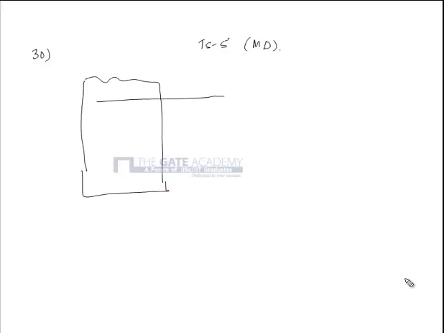Let's discuss question number 30 from test 5. This is from machine design. A bracket is given which is attached to the wall by means of 4 rivets as shown in the figure. So we have 4 rivets, and the pitch is 30 mm.